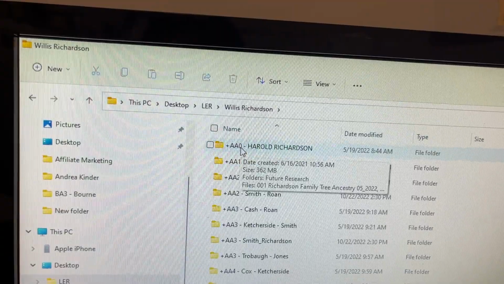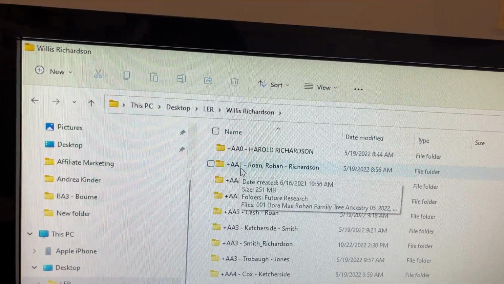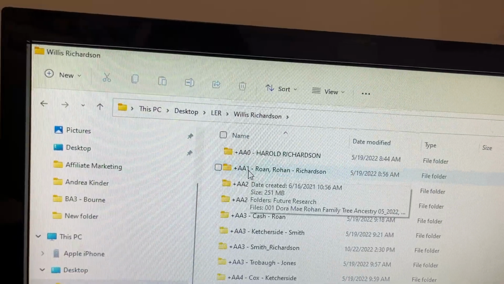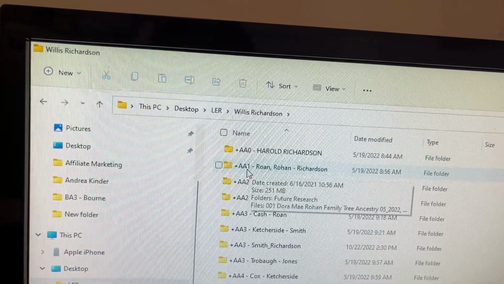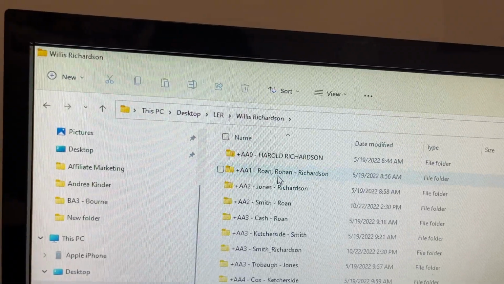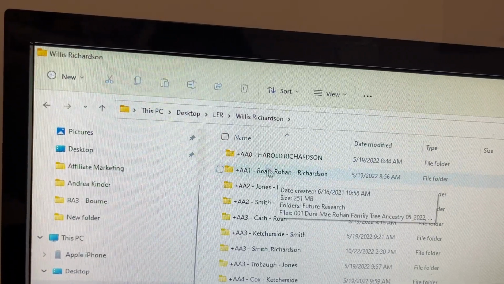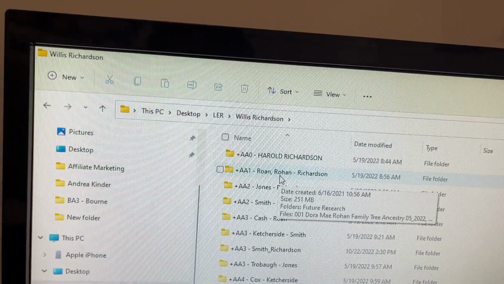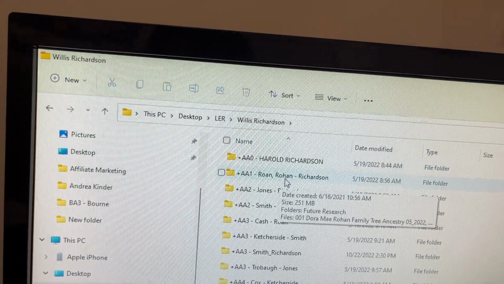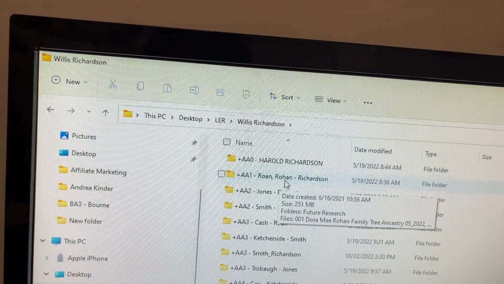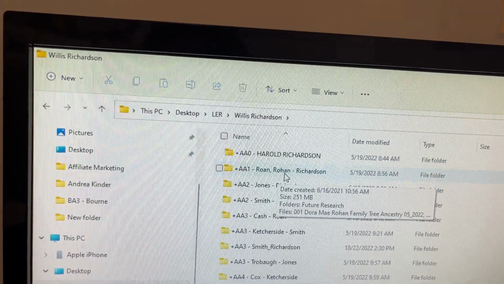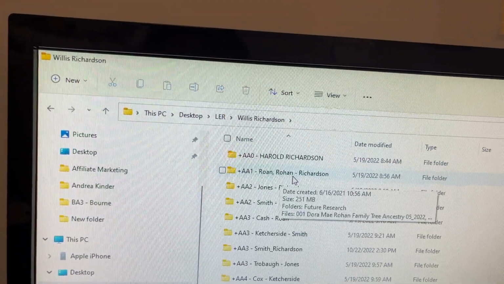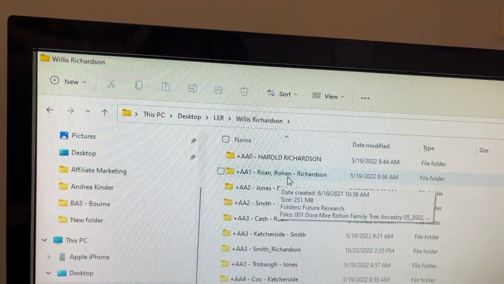Each generation after my grandfather will be in numerical order. So if we're looking at AA1, Rohan, there are two different spellings that we use throughout the generations. They changed their name when one of the sons got convicted, and I believe he got hung for being a horse thief. So they changed their name to Rohan, which would be the latest spelling of their name.